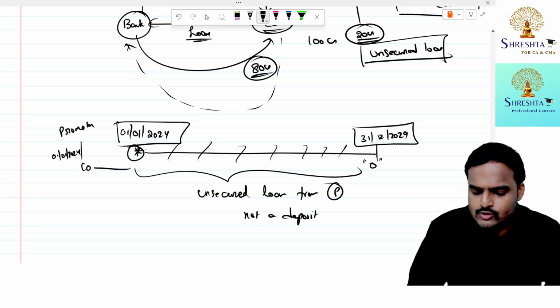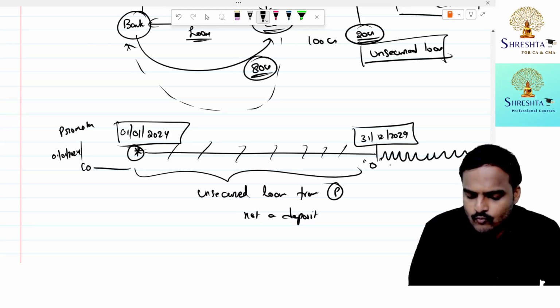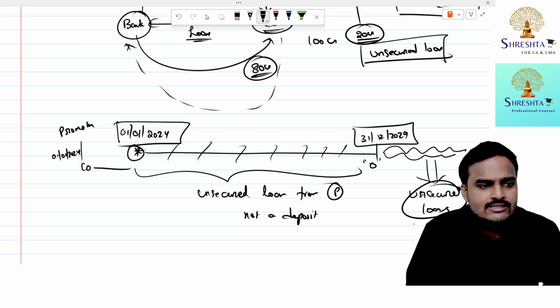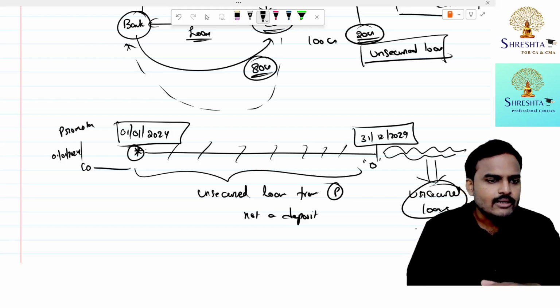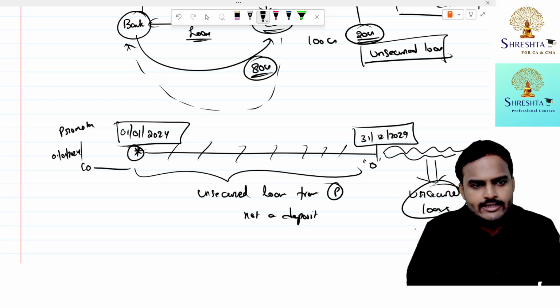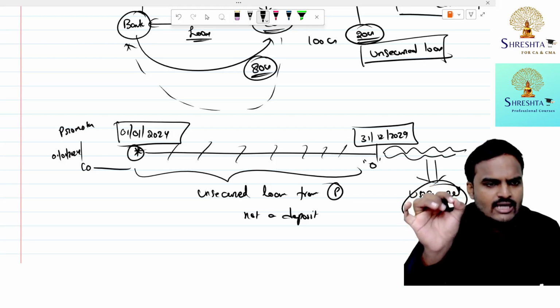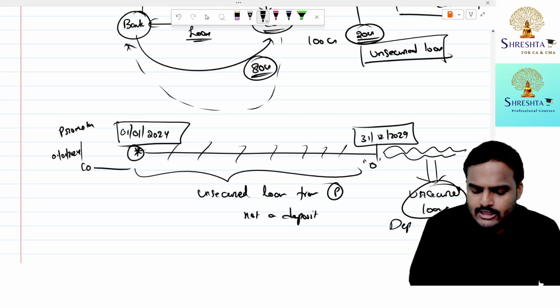And one more point, my dear students, from here onwards, once the bank loan becomes zero, from that point onwards, this unsecured loan will become deposit. That means repayment to the banks and repayment to promoters should happen at a time. So after clearing bank loans, any amount left with the company with respect to promoter unsecured loans will be treated as deposit.